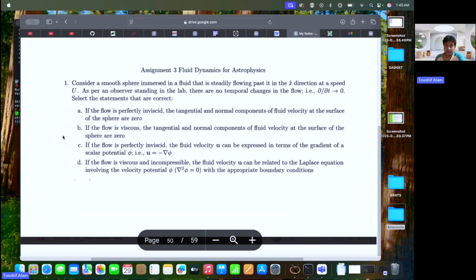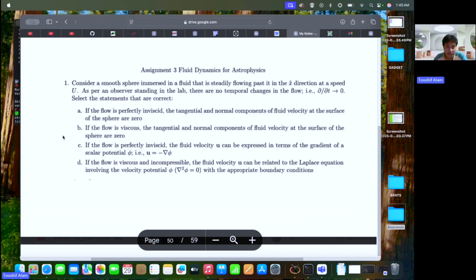So temporal changes mean changes in time. So the partial derivative in time tends to 0. Select the statements that are correct. The first statement reads: if the flow is perfectly inviscid, the tangential and normal components of fluid velocity at the surface of the sphere are 0. Inviscid means, you understand, right? There is no viscosity. If the fluid is viscous, the tangential and normal components of fluid velocity at the surface of the sphere are 0. So the question is related to the fluid velocity at the surface.